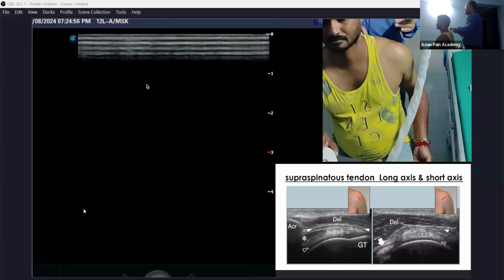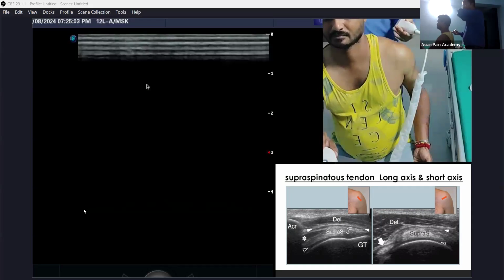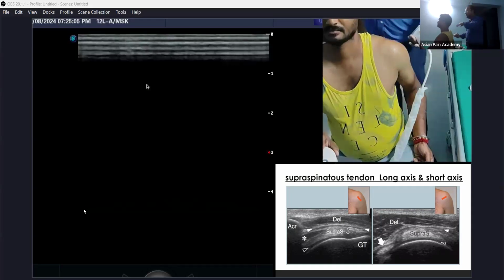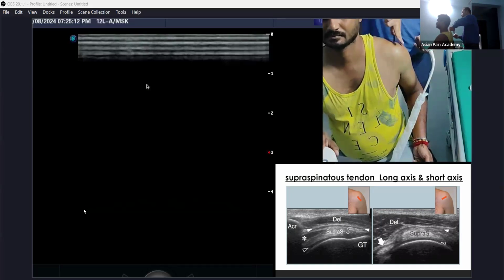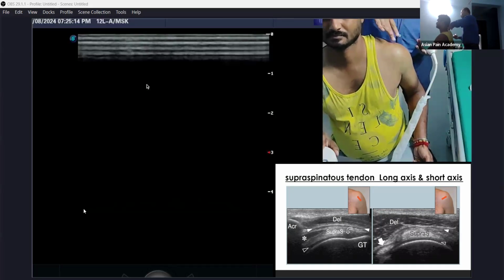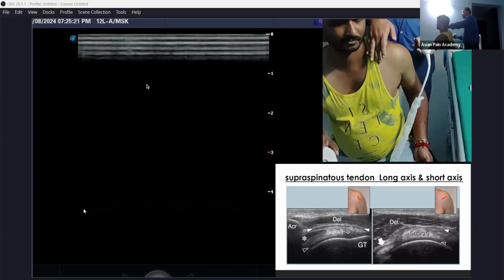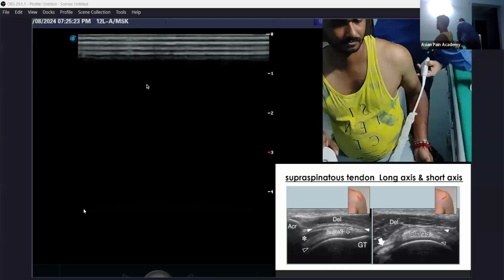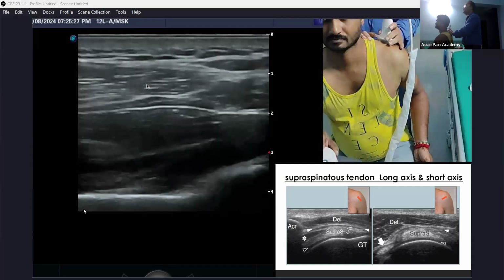So as I already showed you, ultimately the supraspinatus tendon is going between a space of acromion and humeral head. So now I have to search the acromion, and between acromion and humeral head, supraspinatus tendon will go and join here in the greater tuberosity. Greater tuberosity is here, already we know. Lesser tuberosity was here. Okay.